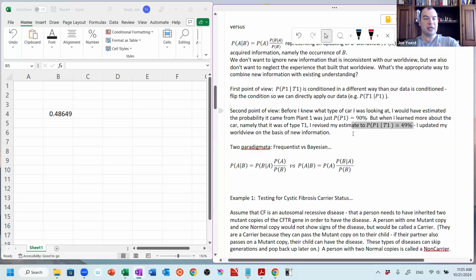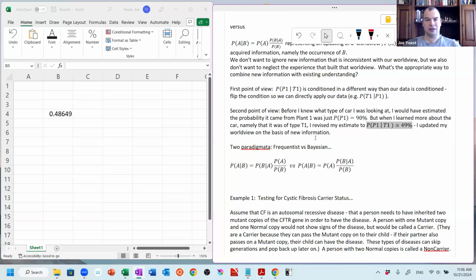My updated probability of this car coming from plant 1, given that I now know that it's of type 1, is about 50%. So it didn't go from 90% to 0. It didn't stay at 90%. It got less likely, but in a way where we systematically incorporated that information. So we had a worldview when we had no information about the type of car, 90% chance from plant 1. And then when we got more information, we systematically updated our worldview. The new probability it came from plant 1, given that it's a type 1 car, is 49%.